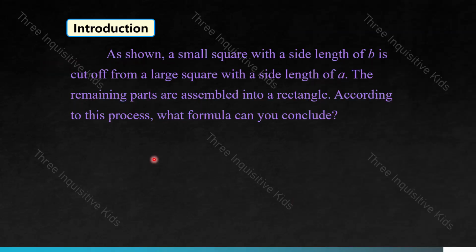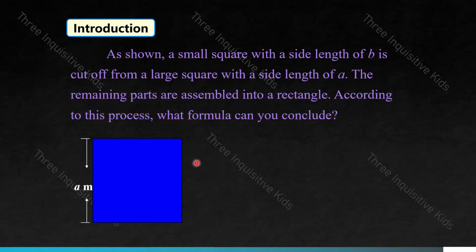Introduction. As shown, a small square with a side length of b is cut off from a large square with a side length of a. The remaining parts are assembled into a rectangle. According to this process, what formula can you conclude? So this is reviewing our square difference formula.